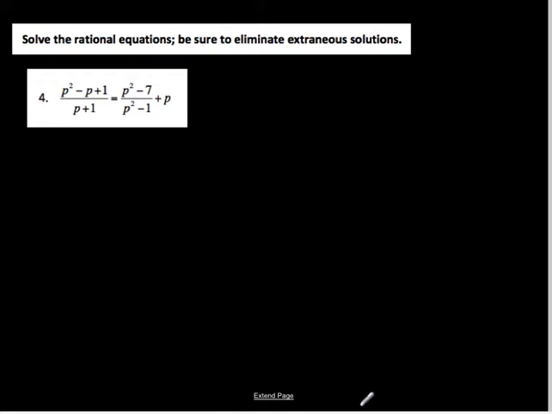All right, so we're back. I'm going to walk through example 4. Factor this denominator, so it's p minus 1, p plus 1. So I'm looking at this. My least common denominator would be, this one has a p plus 1, this has a p plus 1. There's nothing under here. So my least common denominator would be p minus 1, p plus 1.